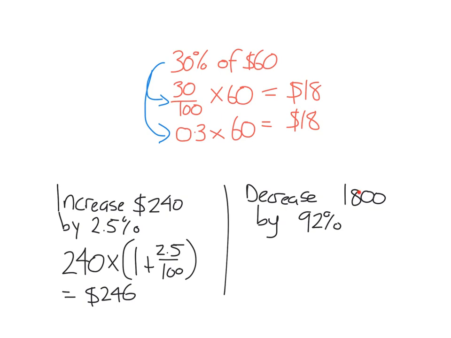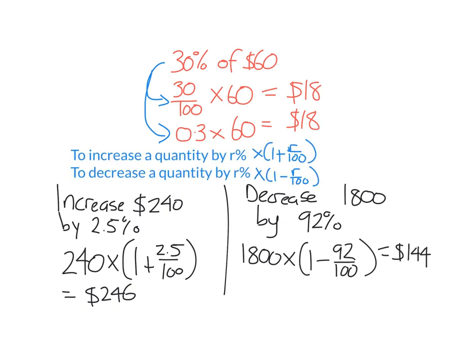Now let's say I wanted to decrease 1800 by 92%. So we've got a whole 100% and I want to take away 92% of that. So there will be 8% left. Decreasing by 92% is the same as finding 8% of the quantity. To do this the quick way, I could just take 1800 times by a whole minus 92% of it. Putting that on your calculator, you get $144. It's just the same as finding a percent of a quantity.